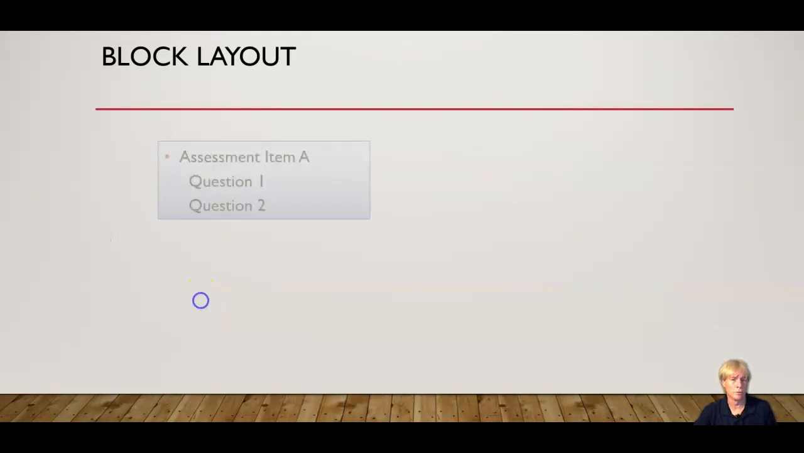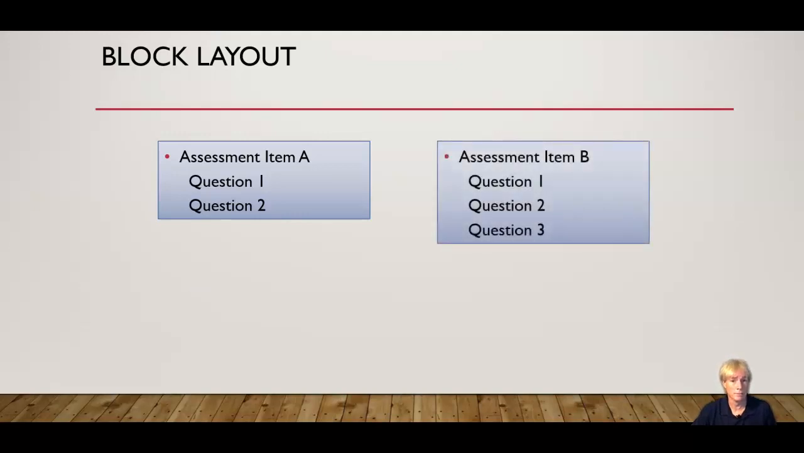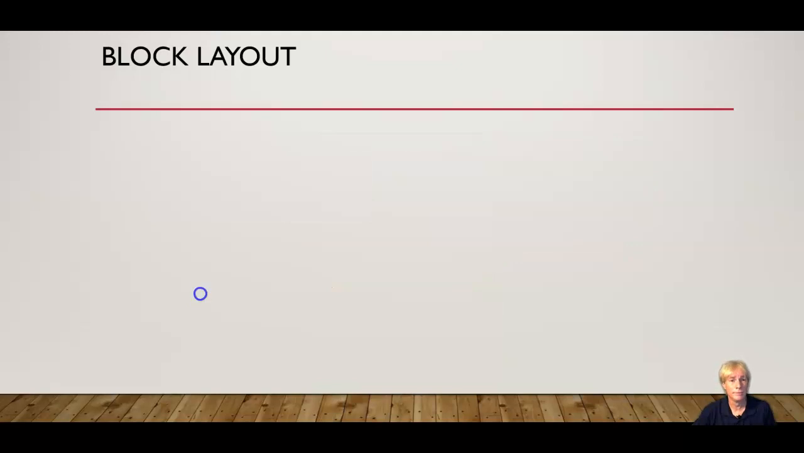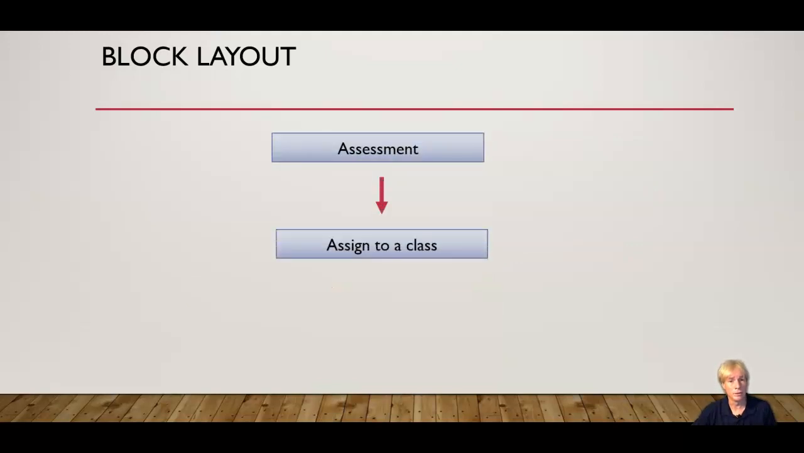So in block layout, this is what it looks like. You take an assessment item, like for instance section A or item A, you put 1, 2, or more questions in there. Then you can also make an assessment, maybe item B. You have 1, 2, 3, or more questions. And once you've made these 2 or more assessment items, you can combine them into one assessment with item A, B, C, and so forth. Once you have the assessment created, you want to assign it to a class. And once you assign it to a class, you can go ahead and proctor the assessment.